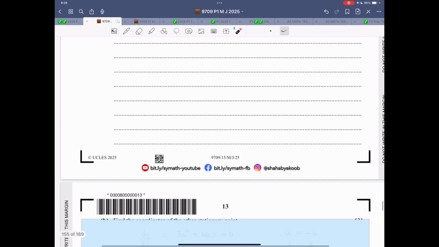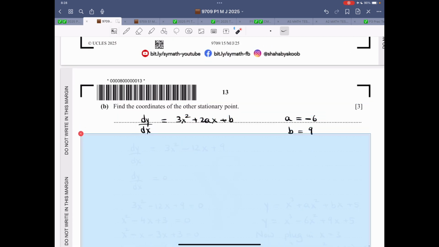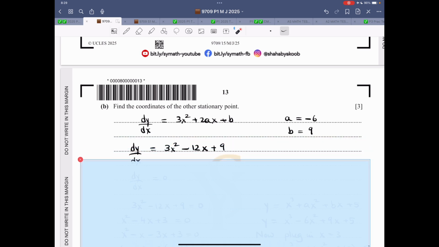Now, second one, that is what? Find the coordinates of the other stationary point. So you already have dy by dx. You plug in the values of a and b. So now let me just show you where I plugged it in. A is negative 6, that is over here. So 2 into negative 6 is this much. And over here, B is 9.